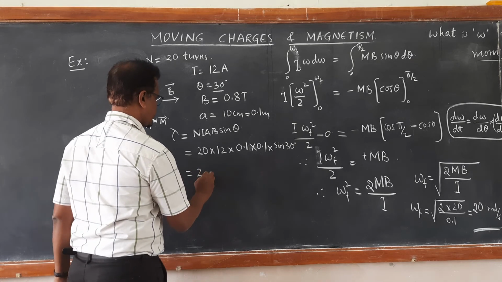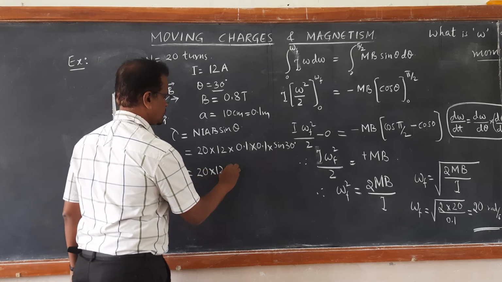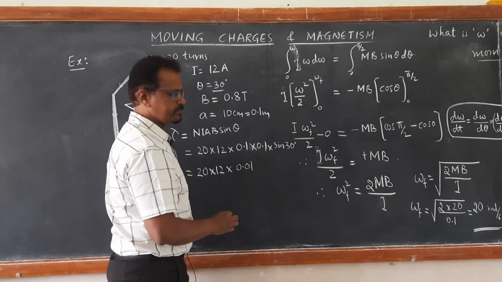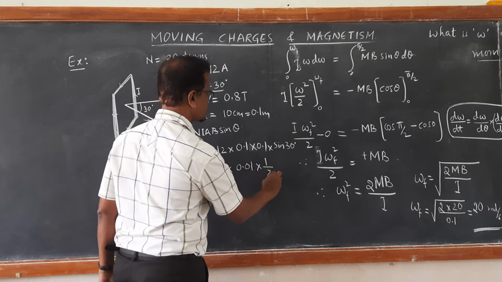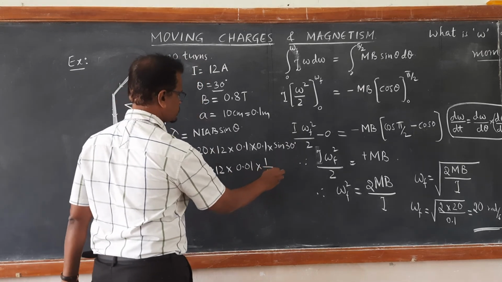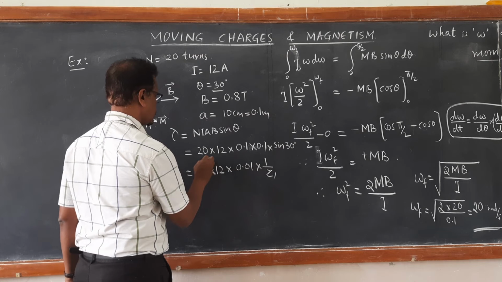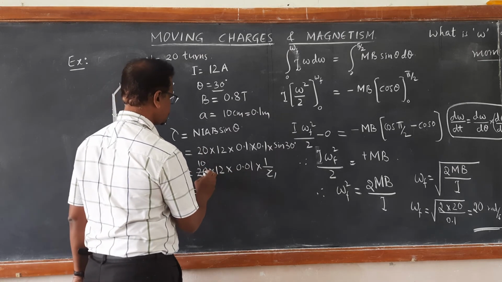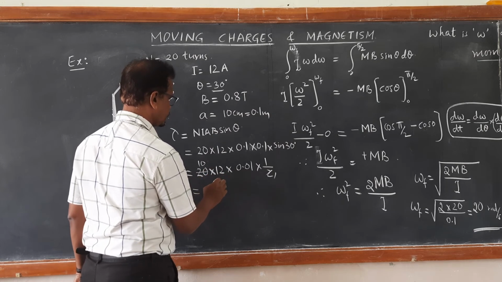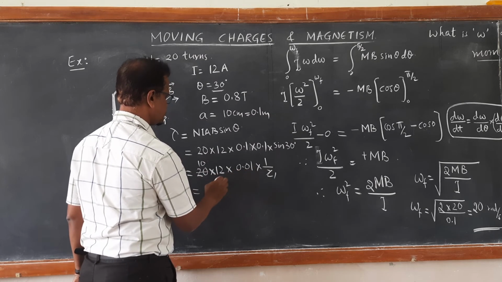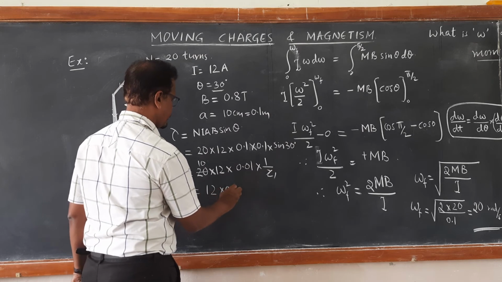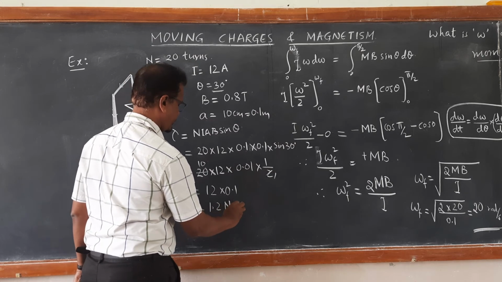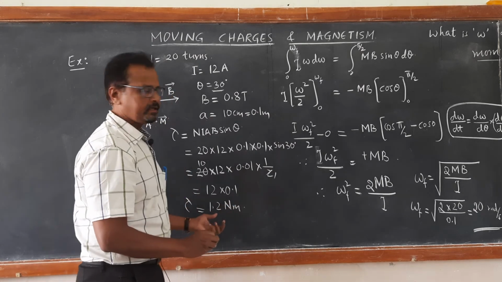So next it can be written as 0.1 into 0.1 is 0.01, into sin 30 which is 1 by 2. So you can cancel 2 with 2, ones are 2, tens are 20, so the 10 cancels here. You are left with 12 into 0.1, so it becomes 1.2 Newton meter. So this is the torque experienced by the coil.